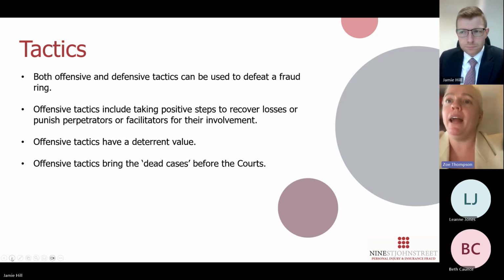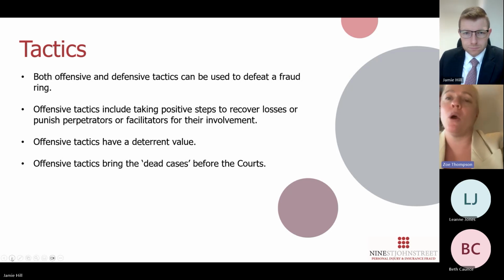And what you might find with running a fraud ring on a defensive basis is that you are winning a good proportion of them. You might find you win 50% of your cases because the claimants don't turn up, or because when they do turn up, they go off script, or because you have some sort of unexpected concession that's made in cross-examination that gives you a good argument.